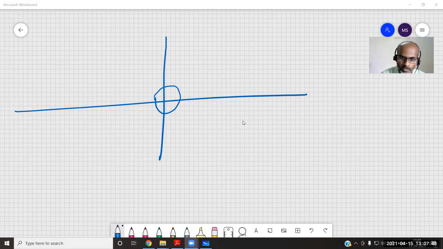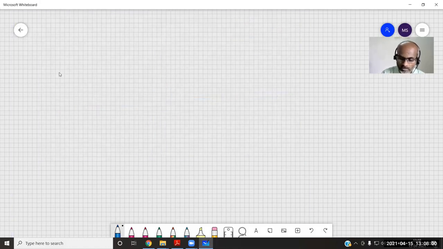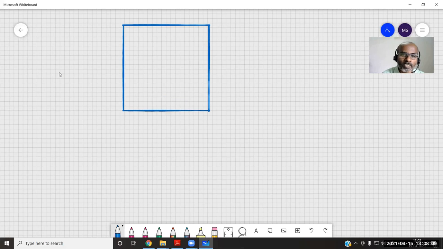Now, the Bode plot is simply AR versus omega. I will just write how this Bode plot will look. So this is AR versus omega in terms of logarithmic.